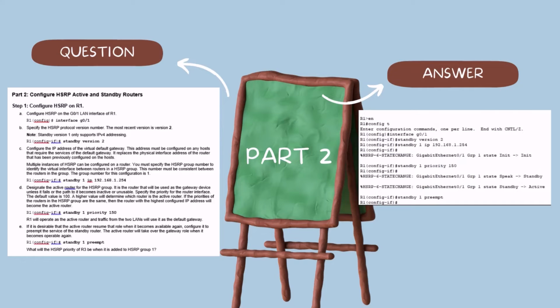So soalan dia, what will the HSRP priority of router 3 be when it is added to HSRP group 1? So the answer is 100, which is the default value. So gambar yang di sebelah kanan adalah configuration untuk dalam router 1. Bila kita dah configure dalam router 1 ni, dia akan active lah HSRP dengan standby router.